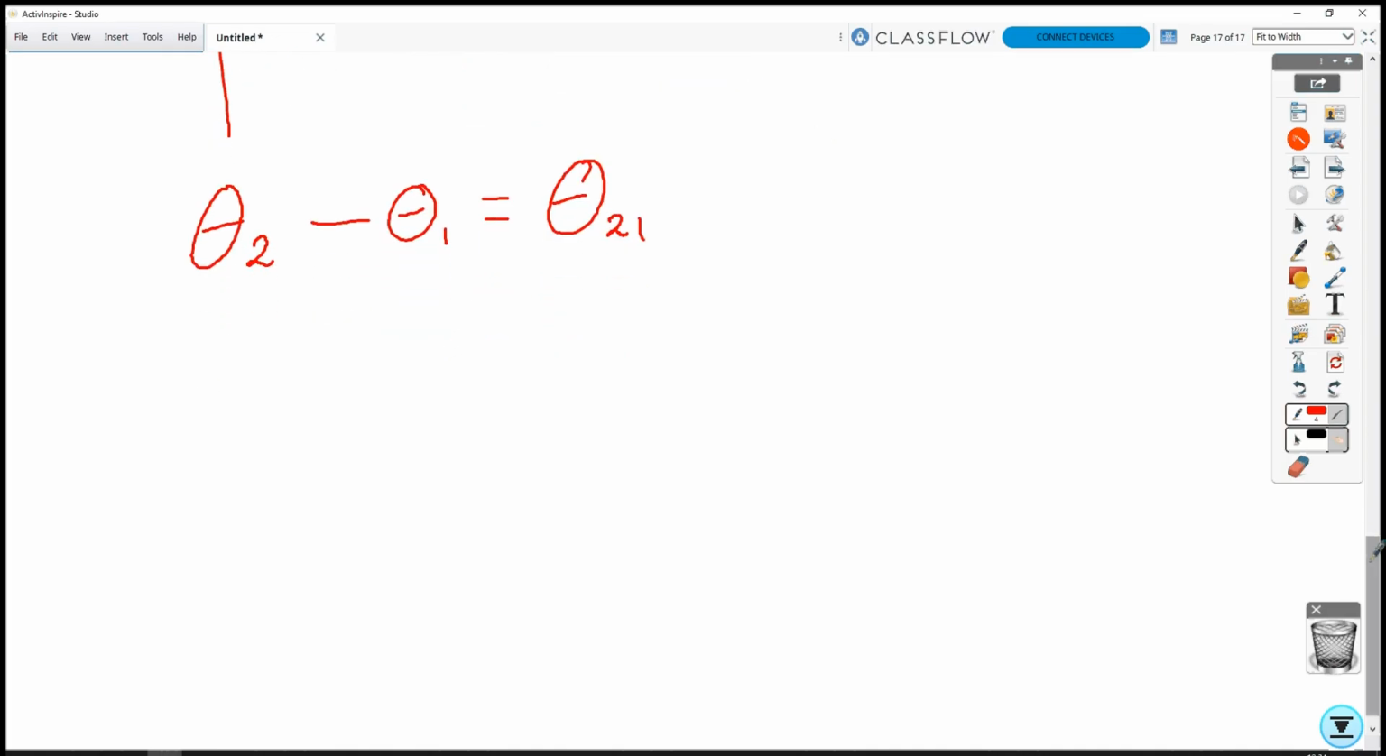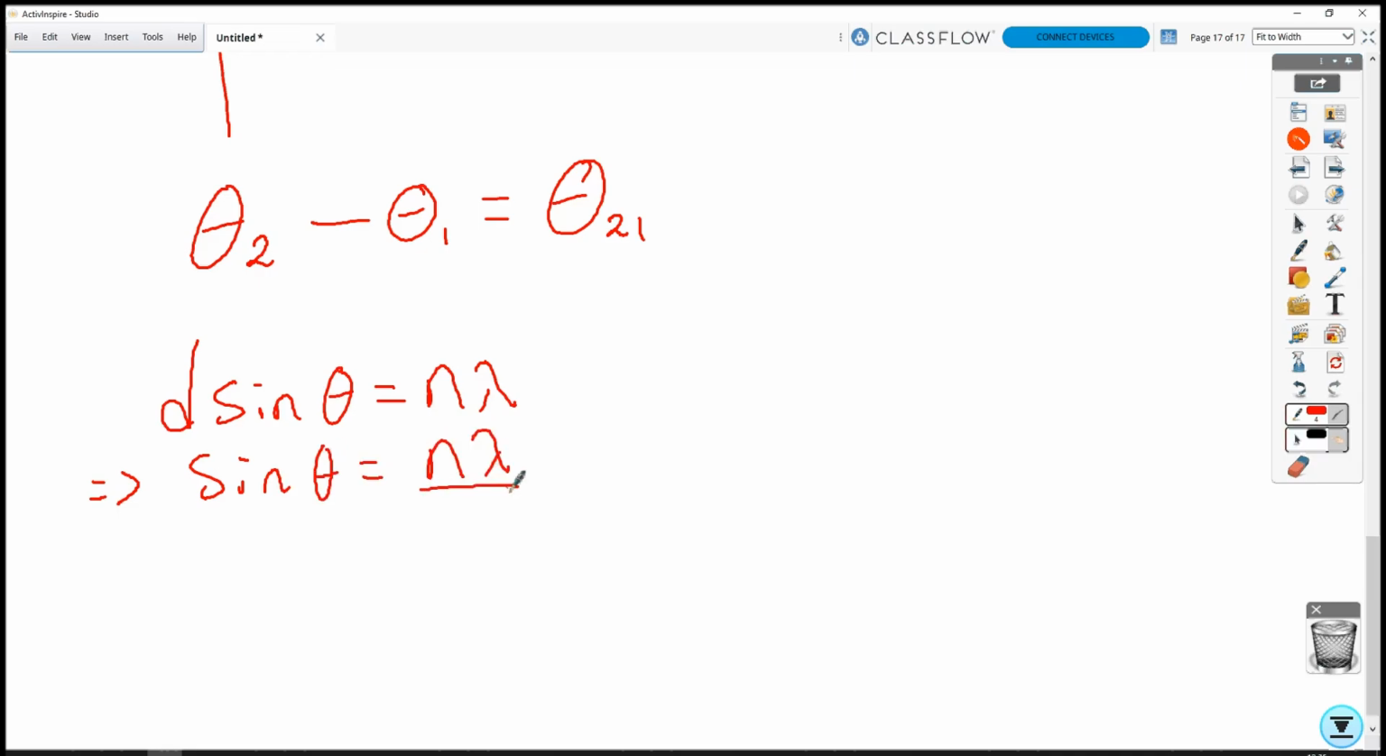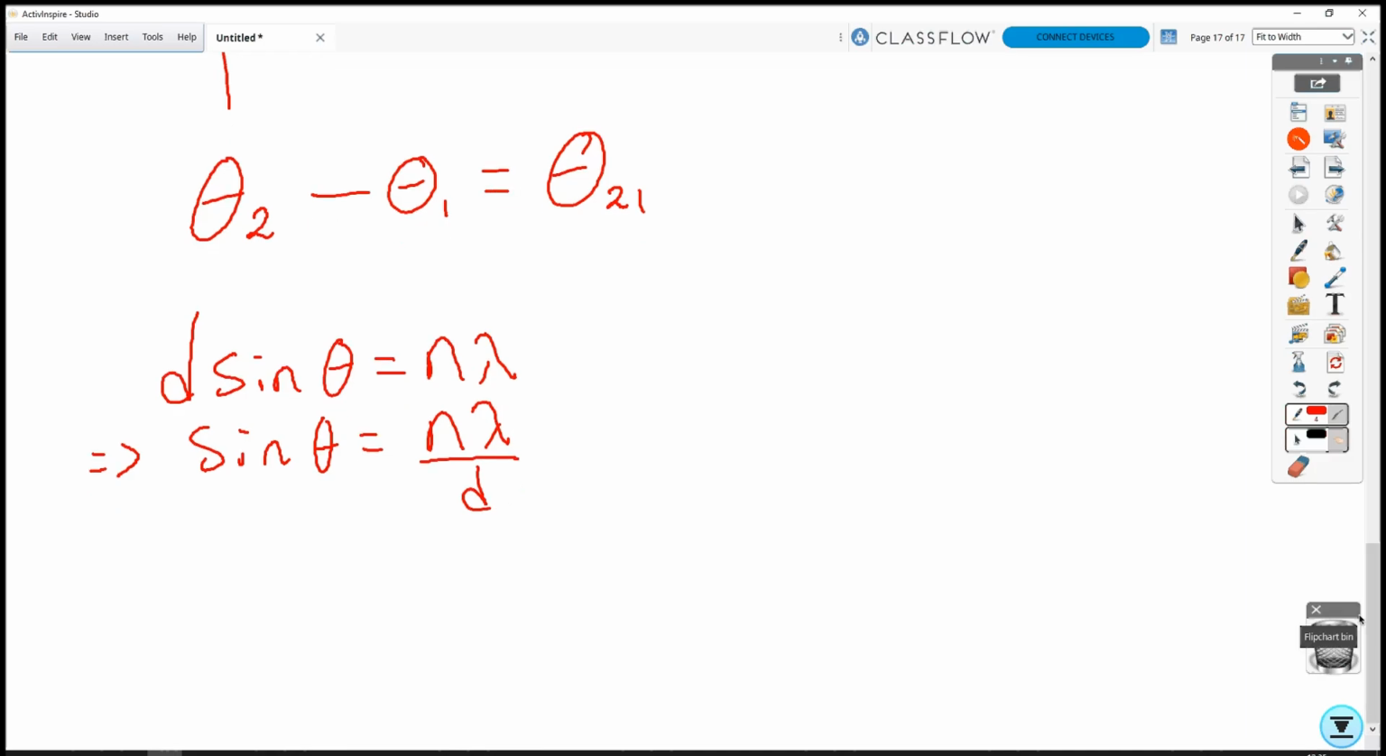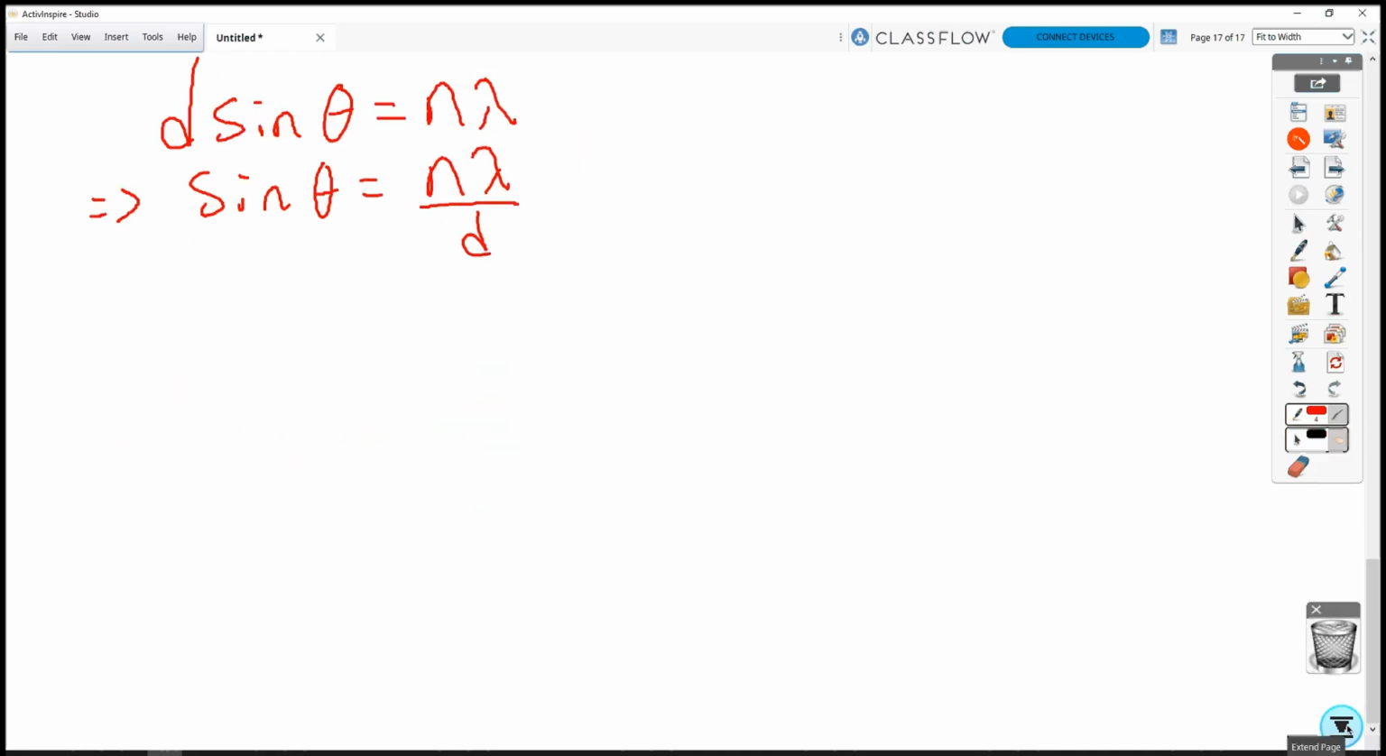So first I want to rearrange the equation to work out theta. So we'll do d sine theta equals n lambda. That implies that sine theta is equal to n lambda over d. So theta is equal to the inverse sine of n lambda over d.